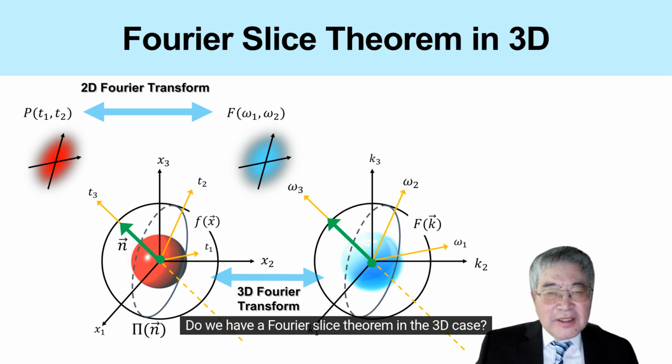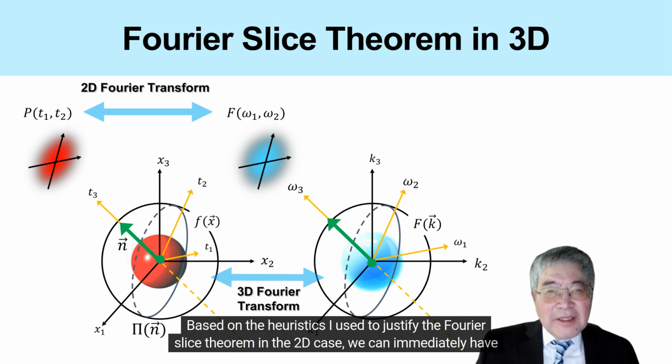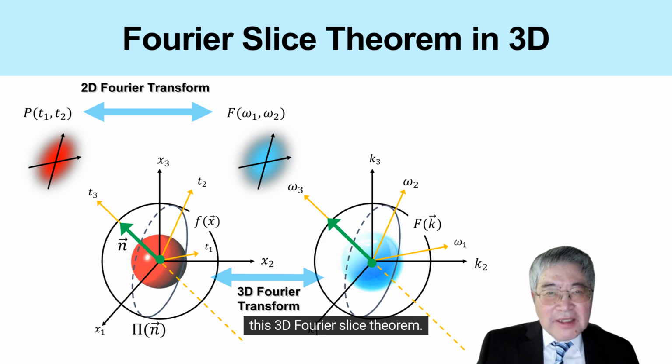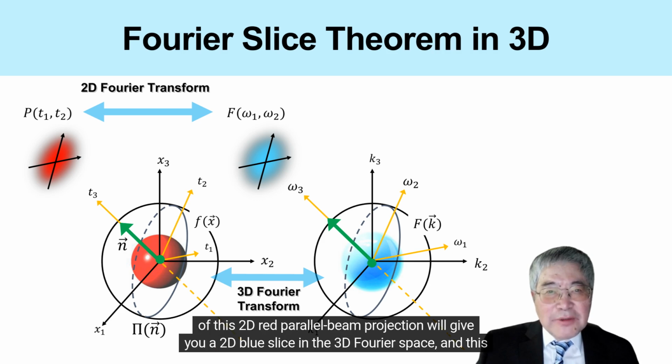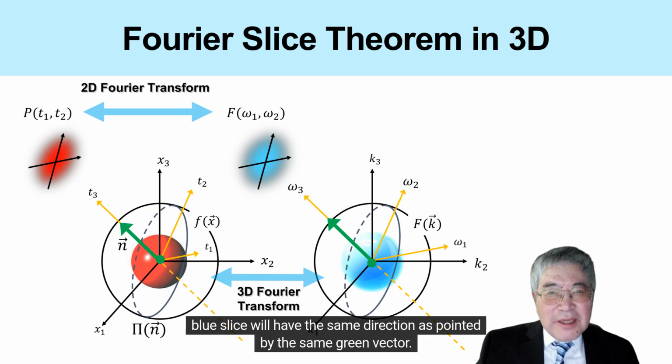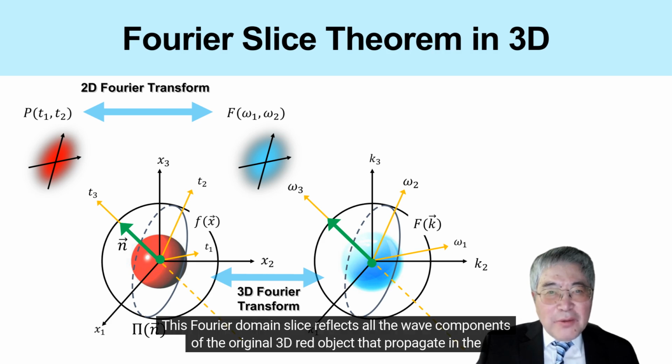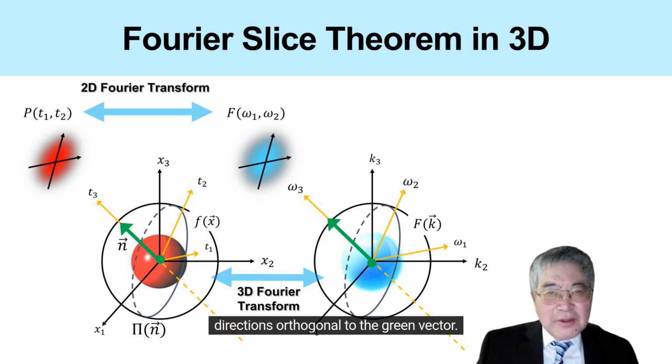Do we have a Fourier slice theorem in the 3D case? Based on the heuristics I used to justify the Fourier slice theorem in the 2D case, we can immediately have this 3D Fourier slice theorem. Look at a 2D parallel beam projection along the green vector. We should not be surprised that the 2DFT of this 2D red parallel beam projection will give you a 2D blue slice in the 3D Fourier space, and this blue slice will have the same direction as pointed by the same green vector. This Fourier domain slice reflects all the wave components of the original 3D red object that propagate in the directions orthogonal to the green vector.